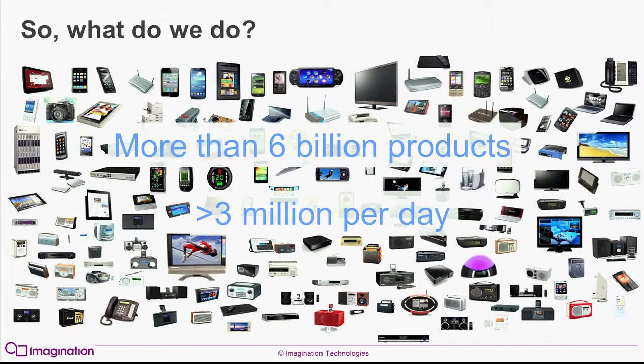I guess this is too technical. So bottom line, what do we do? We enable more than 6 billion products. All of them are mobile products, and that is almost more than 3 million per day. That's exactly what we do.